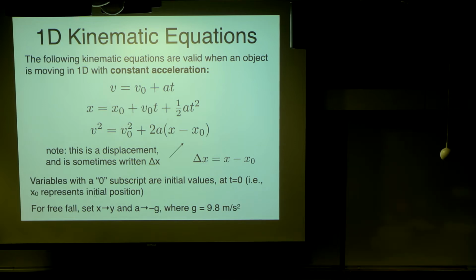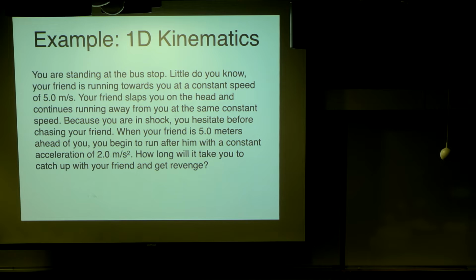Okay, let's do an example. So this is an example of what's called like a two-body pursuit problem, where you have two different objects in motion, and one of them is like trying to catch the other, right? So let's say you're standing at the bus stop, and your friend is running towards you at a constant speed of 5 meters per second. Your friend slaps you on the back of the head, and then continues running away from you at the same constant speed. Because you're in shock, you hesitate before you start chasing after your friend.